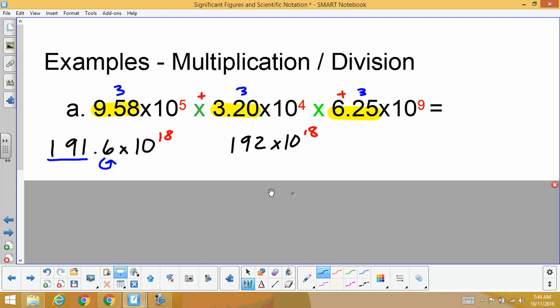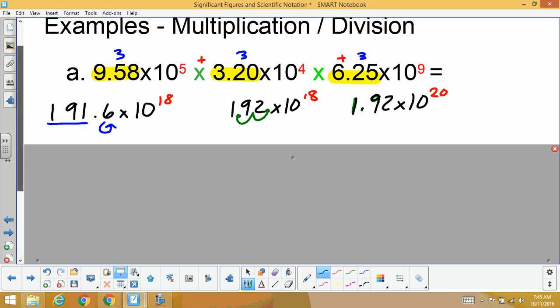Now, using scientific notation, we know we have to be between 1 and 9.99, which means we have to move our decimal 1, 2. And now we have 1.92 times 10. Since we moved it to the left, we're actually going to add to the exponent, so it becomes 18, 19, and finally 20. So this is 1.92 times 10 to the 20. And that is the final answer, because we're between 1 and 9.99 and we have an exponent that relates to it. So that is multiplication.